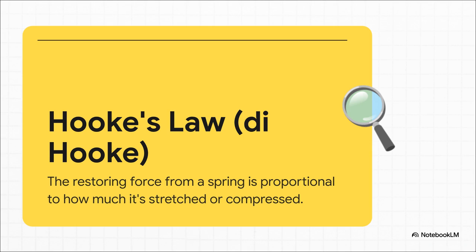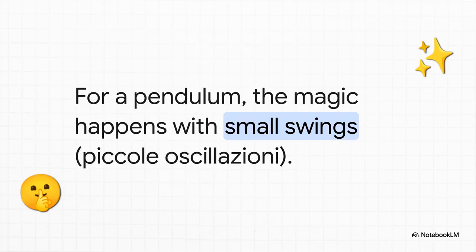All it says is that the more you stretch or compress a spring away from its comfy resting position, the harder it tries to pull or push back to get there. It's this constant restoring force that drives the whole back and forth motion. Now over to the pendulum. This is where things get really elegant, but there's one condition. The real magic only happens when the swings are small.